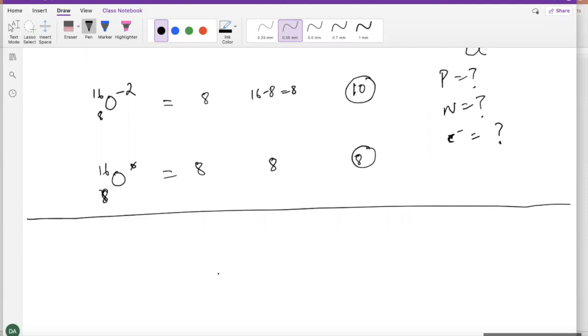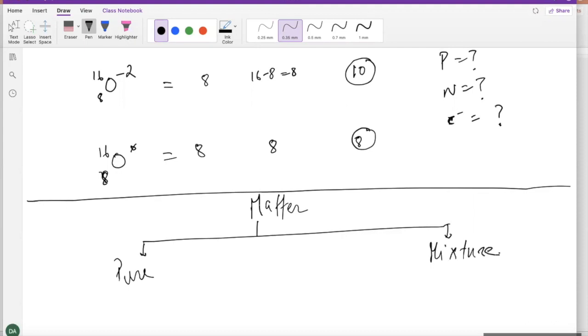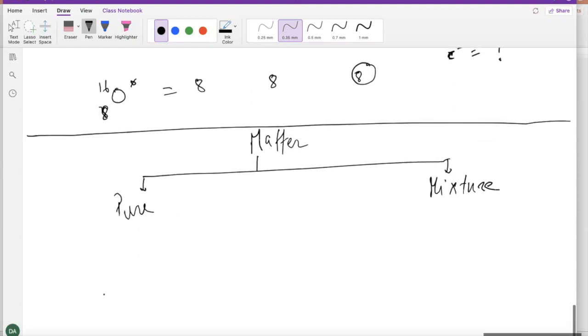Now, let's talk about classification of matter. So guys, again, matter is something that is built of some mass, something that has atoms in it. Depending on how you combine those atoms, you make the classification for matter. The two broad classifications for matter are pure and mixture. We'll come back to mixture later. We'll first talk about pure matter.